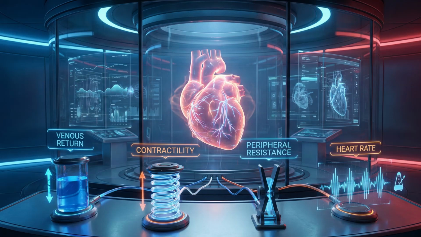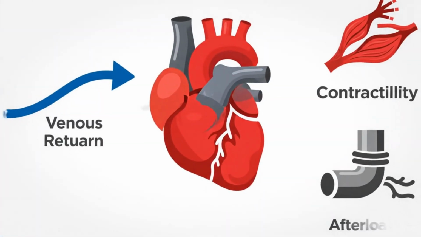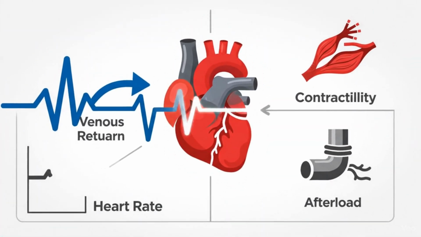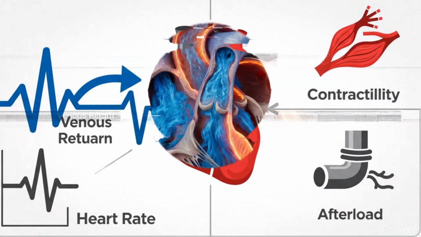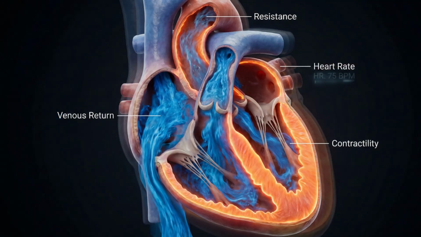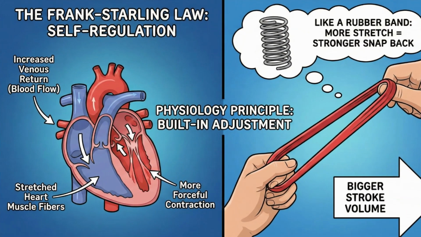Third is peripheral resistance, or afterload. Think of this as the pressure the heart has to push against. The higher the resistance, the harder it is to pump blood out. And of course, heart rate itself. Your body is constantly playing with these four factors to meet your needs. Now, what's really fascinating is that beyond all that external control, the heart has this genius ability to regulate itself. It has a built-in feature to adjust its output on the fly, and this is all thanks to a fundamental principle of physiology, the Frank-Starling Law.